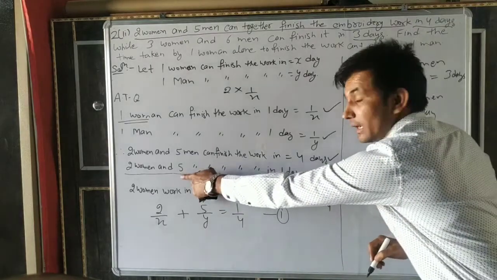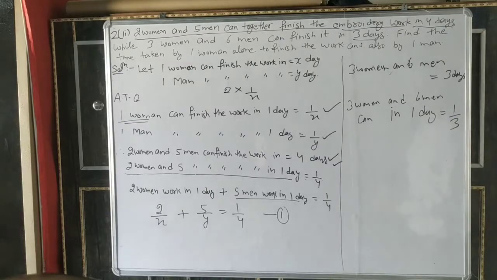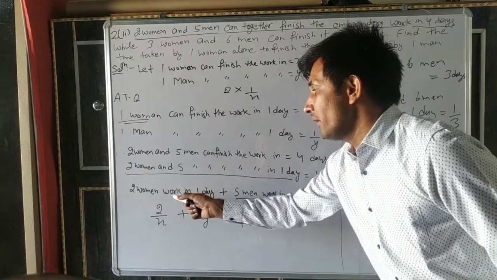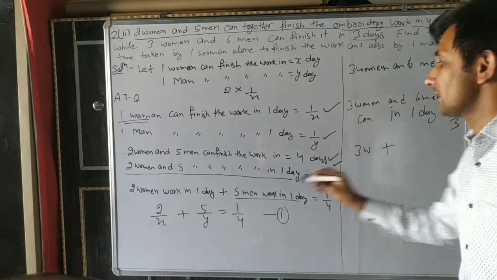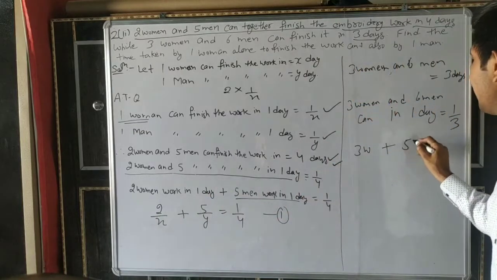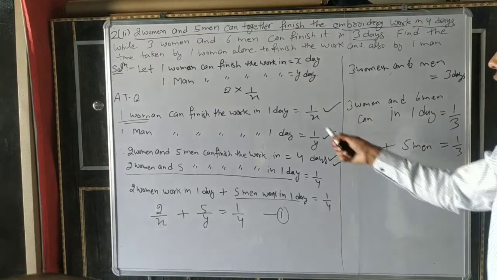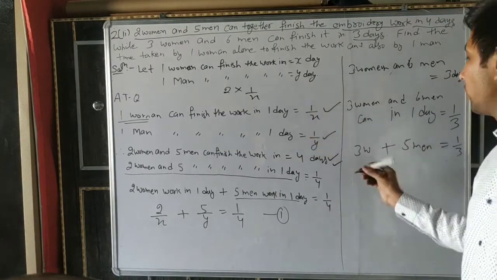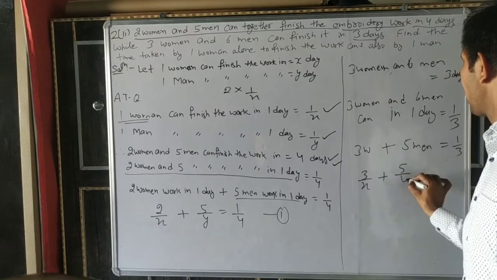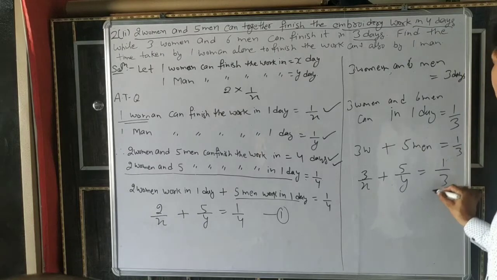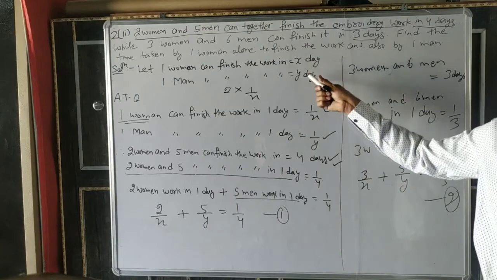Same as it is, we will write in 1 day, how many? 1 upon 3. Same as it is, 3 women plus 5 men in 1 day equal to 1 upon 3. So 1 woman can finish in 1 by x, so 3 women, 3 upon x plus 5 upon y equal to 1 upon 3. It is equation number 1 and 2. We want to find value of x and y.